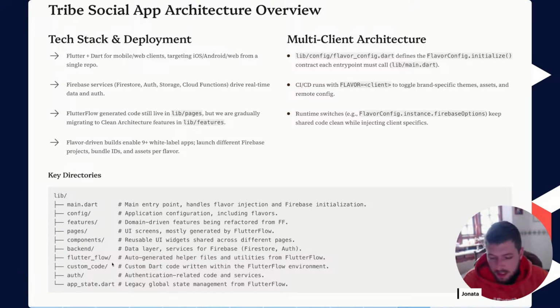Custom code is basically all the custom code that was created inside Flutterflow. In Flutterflow, we have the ability to create specific sections of code that are custom, and this can be called by our components, and all this code lives inside this folder. Auth is everything authentication related, and app state is a legacy global state management from Flutterflow as well. So that's it for the main structure and the key folders and files of the app.